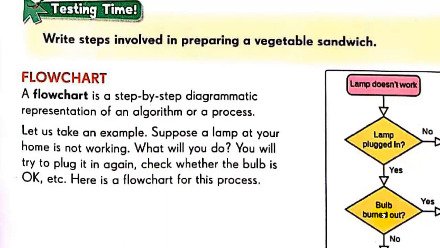If the bulb is burnt out, then replace the bulb. Okay, replace with a new bulb. Then if the bulb is not burnt out, then what you have to do? You already plugged in the lamp also and the bulb is also not burnt out, then there is some problem in your lamp, so repair your lamp. Now this is a simple flowchart for a lamp which is not working.